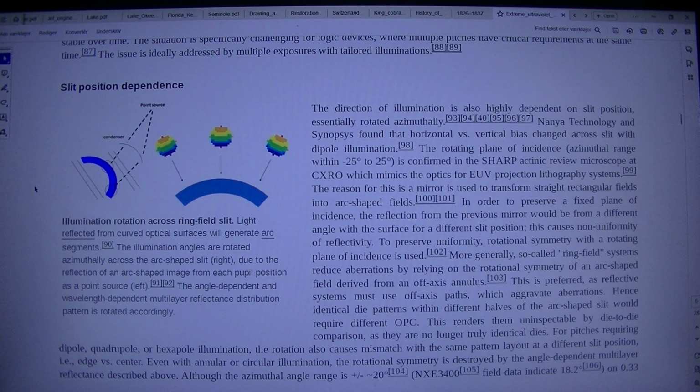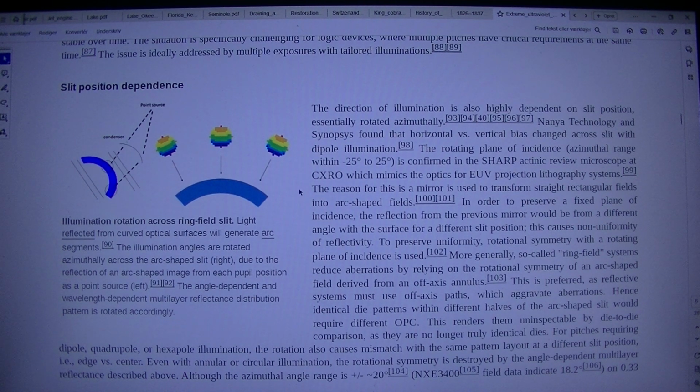The angle-dependent and wavelength-dependent multilayer reflectance distribution pattern is rotated accordingly. The direction of illumination is also highly dependent on slit position, essentially rotated azimuthally. Nanotechnology and Synopsys found that horizontal versus vertical bias changed across the slit with dipole illumination. The rotating plane of incidence, with an azimuthal range within -25 degrees to 25 degrees, is confirmed in the SHARP actinic review microscope at CXRO, which mimics the optics for EUV projection lithography systems.